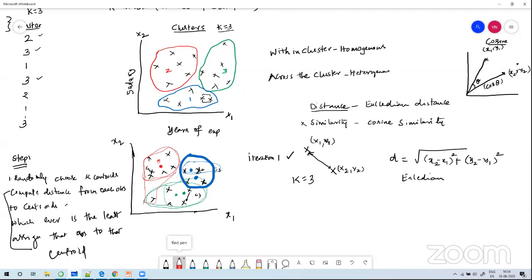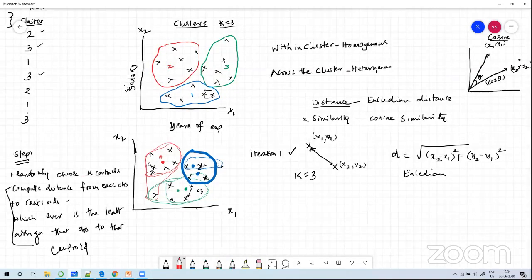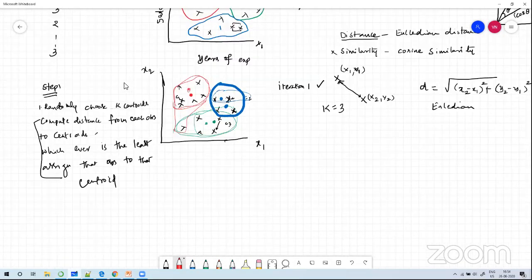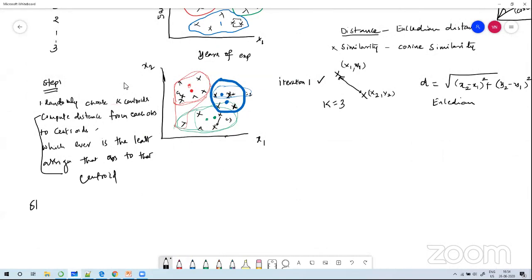So step 1, randomly choose k centroids, compute the distance from each centroid to each point, assign the point to the centroid. Once the step 1 is done, remove the centroids, compute the new centroids. So let's write those points from step 2. In step 2, compute new centroids.